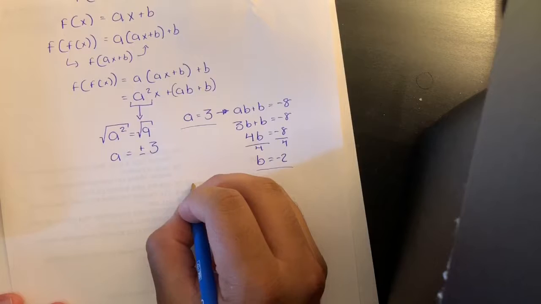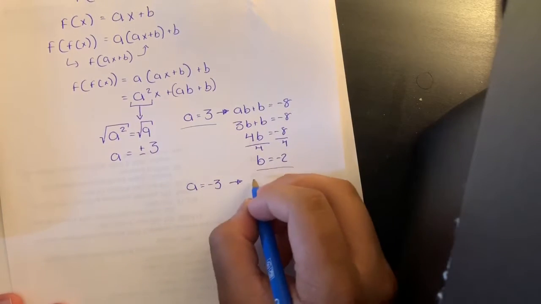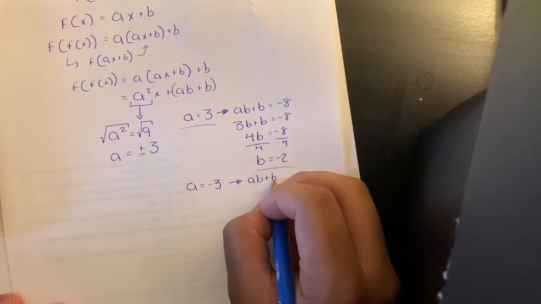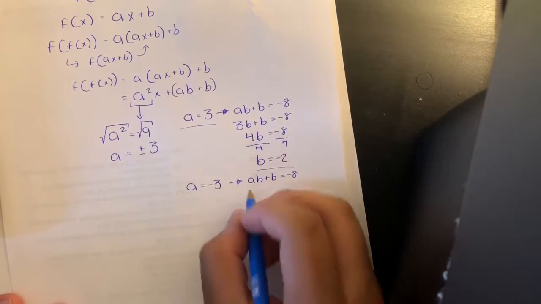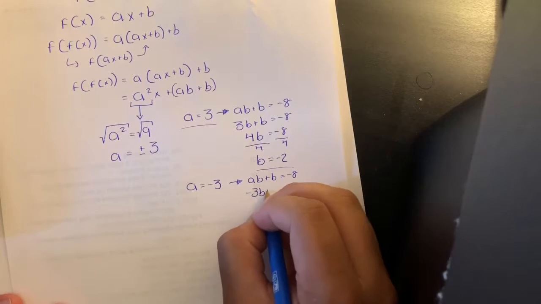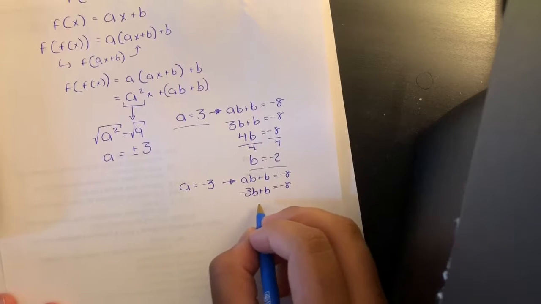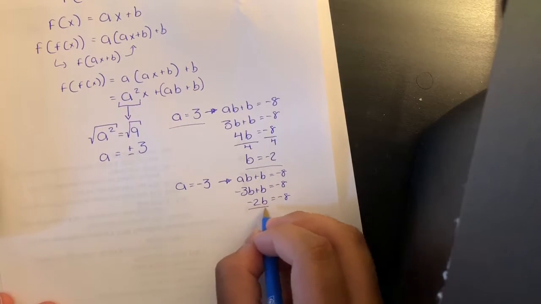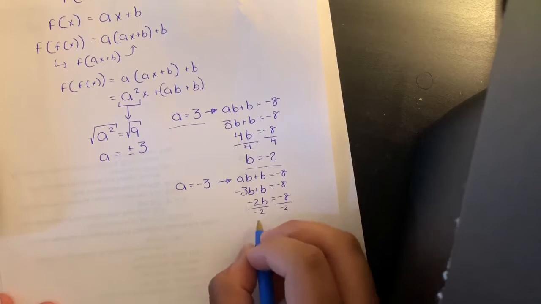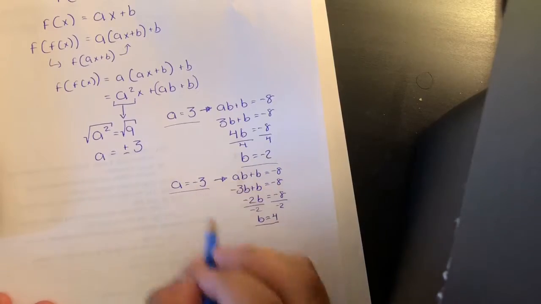Now the second case would be when a is equal to negative 3. And in that case, you still have ab plus b is equal to negative 8. But now instead of positive 3, you'll have negative 3 for a. So negative 3b plus b is equal to negative 8. Once again, collecting like terms, negative 2b is equal to negative 8. Divide both sides by negative 2. You get b is equal to positive 4. So when a is equal to negative 3, b is equal to positive 4.